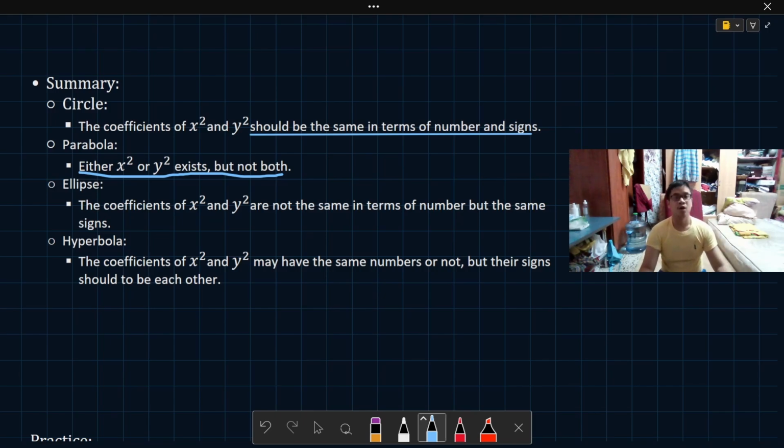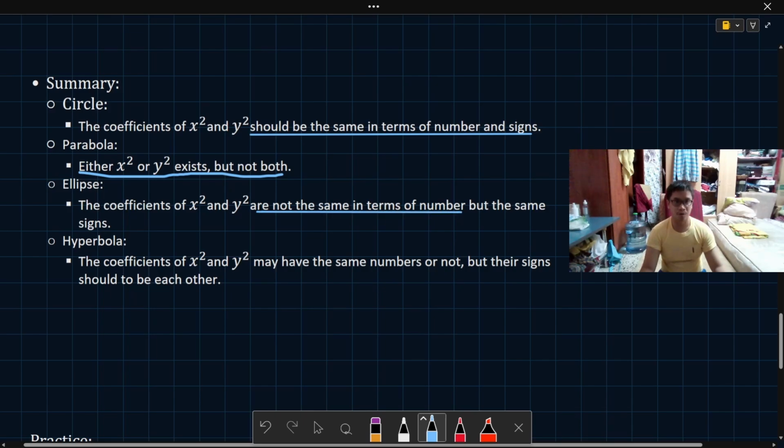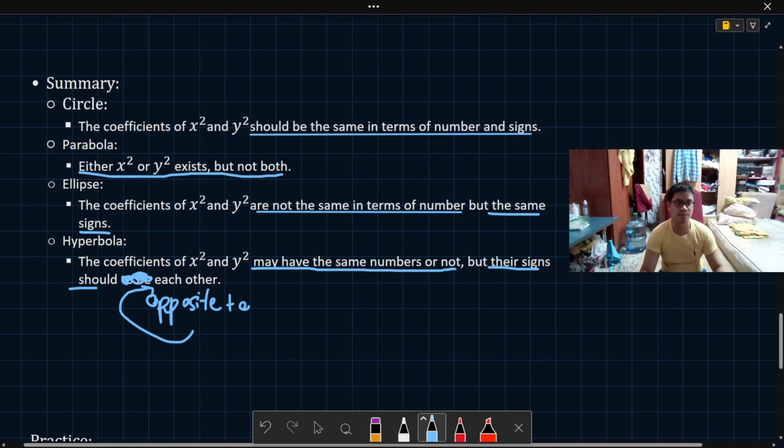For ellipse, the coefficients of x squared and y squared are not the same in terms of number, but the same signs. And lastly, for hyperbola, the coefficients of x squared and y squared may have the same numbers or not, but their signs should be opposites. Let me just write it down here, okay? Opposites to each other, all right? Let me erase this one. That's it. Should be opposite to each other, right?